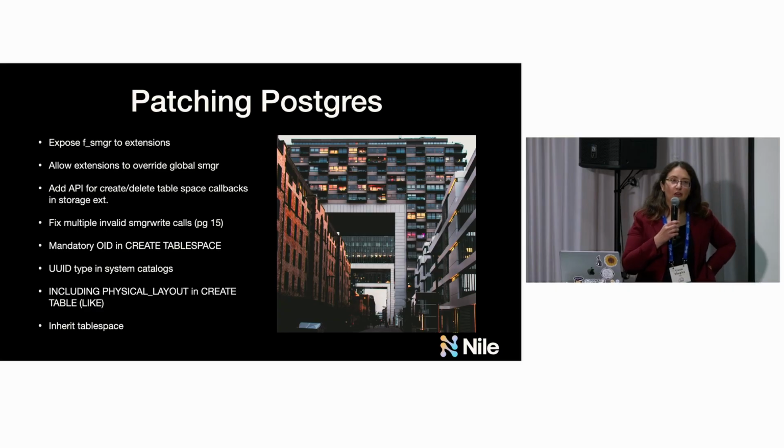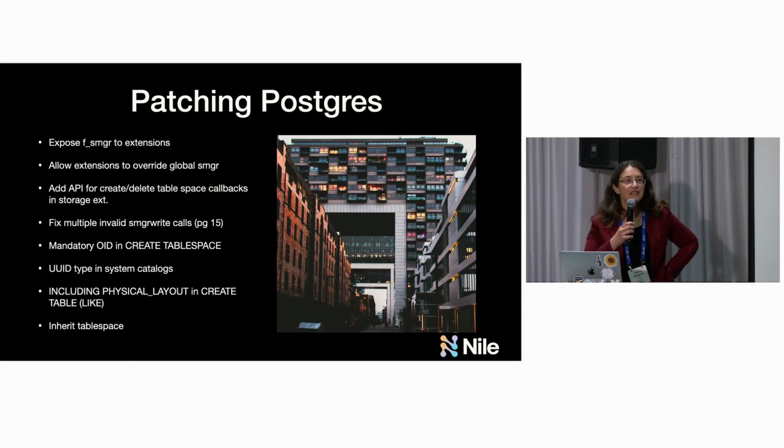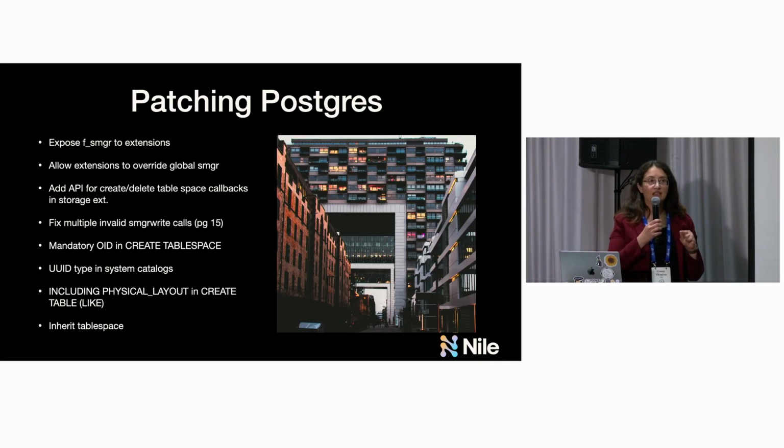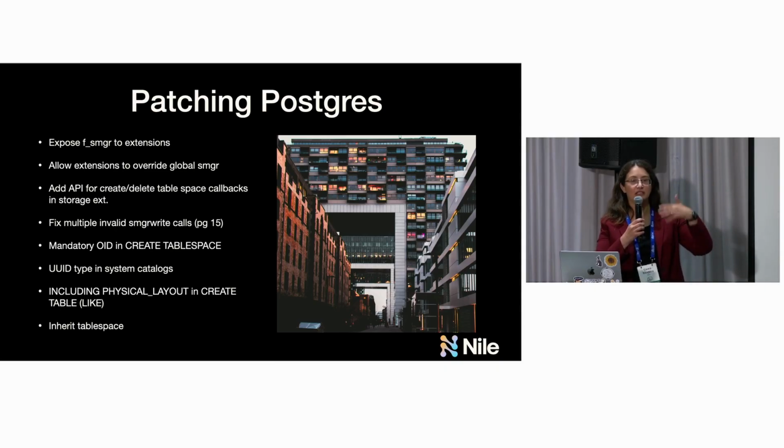And then we added OID for create table space, so we can specify our own OIDs. We like UUIDs. We added them to the catalog. We introduced a new option for create table like. I'll talk about it in a second. And we also made sure that when you inherit, if you have a table and then you create indexes on it, they actually get created by default on the same table space. I'm not 100% sure why this is not the normal default behavior of Postgres.